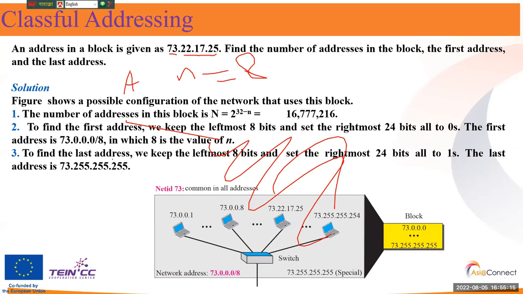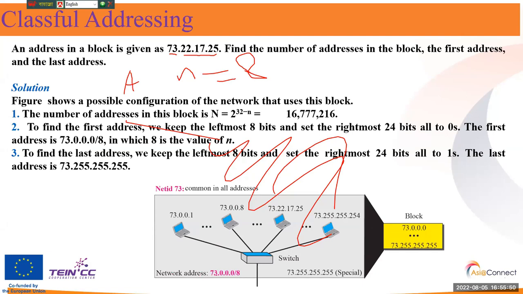To find the last address, there is another rule to follow. The leftmost 8 bits should be kept, and the rightmost 24 bits should be set to 1. That means the last address is 73.255.255.255. Do you understand or not? You can comment in the chat box. This is common to all IP addresses.